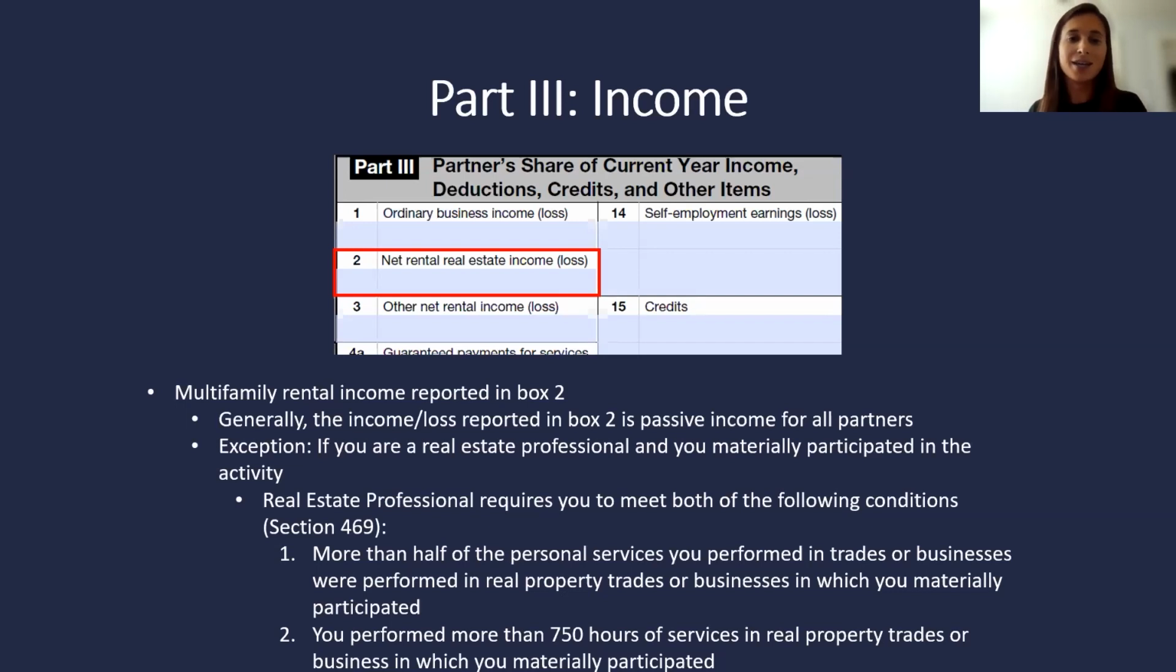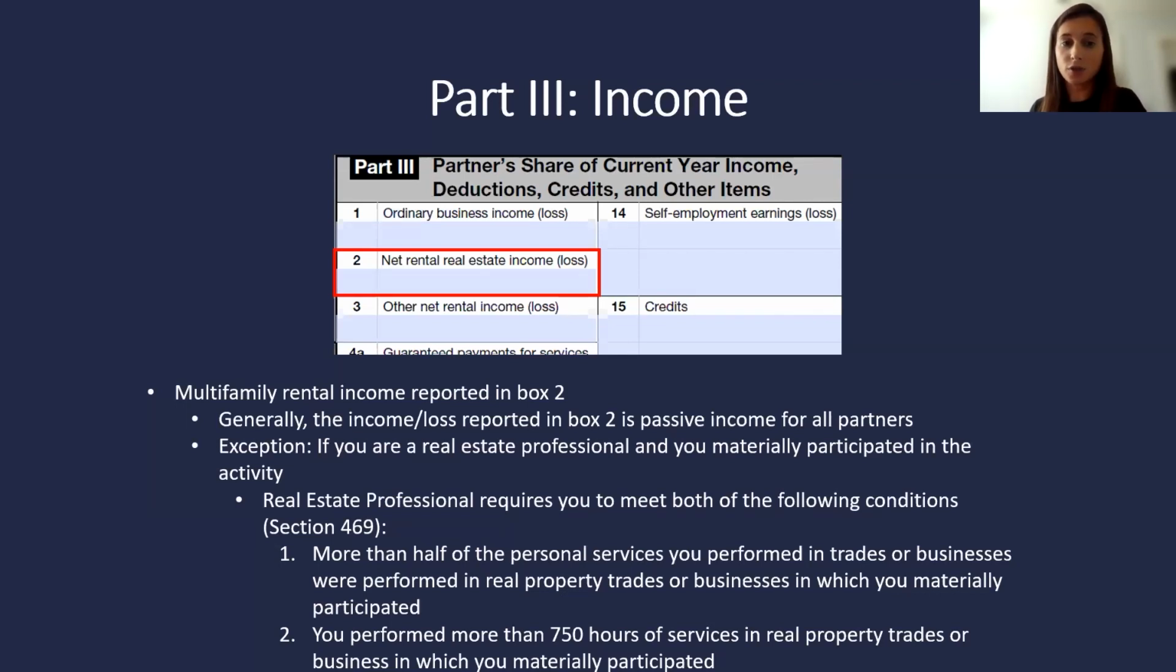participated in the activity. So the real estate professional requires you to meet both of the following conditions, which is included in Section 469. You can look this all up on the IRS website. More than half of the personal services you performed in trades or businesses were performed in real property trades or businesses in which you materially participated. And you performed more than 750 hours of service in real property trades or businesses in which you materially participated. So again, most of you joining us today would see all of the rental real estate income or loss reported in box 2.